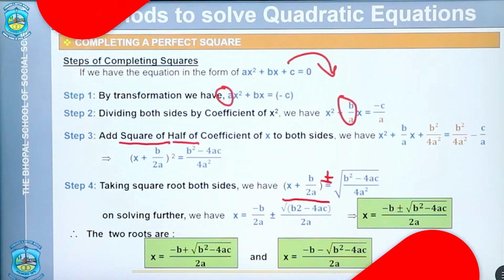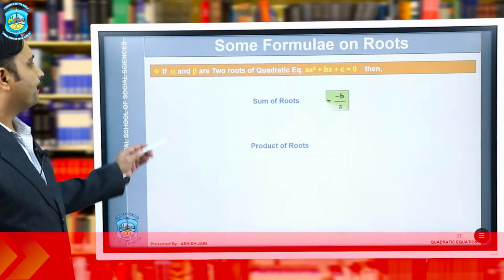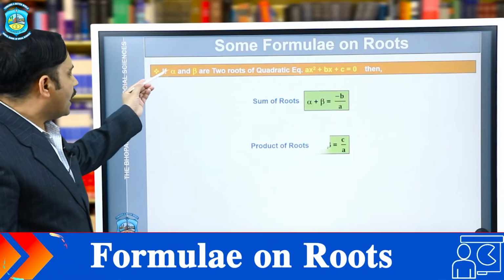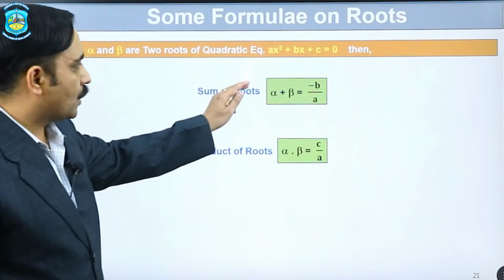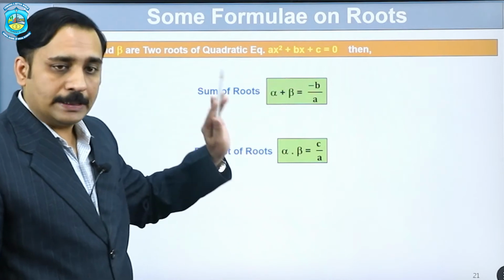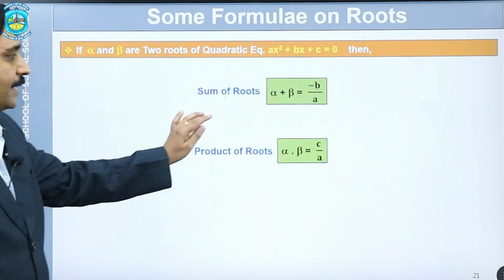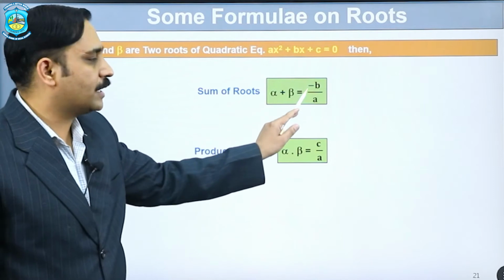Let us see this with an example. Here we have alpha and beta, two roots of the quadratic equation ax square plus bx plus c is equal to 0. Then the sum of the roots, that is alpha plus beta, is equal to minus b by a.